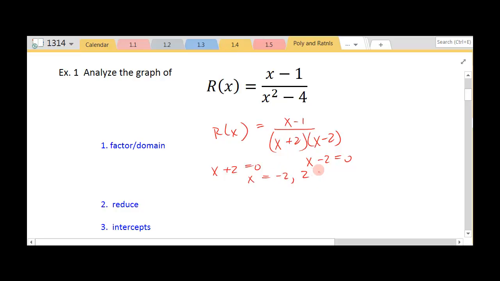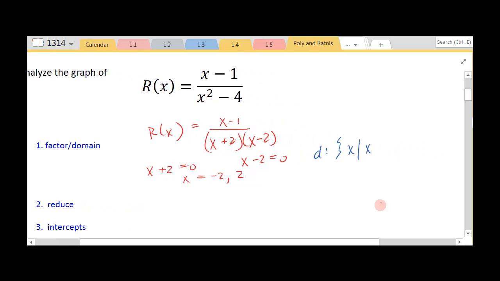and a positive 2, those are the values that, when I plug them in for x, cause the denominator to be 0. That means I want to throw those two values out, so they are not allowed in my domain. So we're going to say that the domain is x such that x cannot be equal to positive and negative 2. So that's the domain of my function.